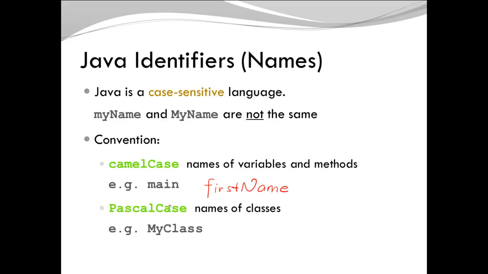Names of classes in Java are written in Pascal case, very similar to camel case, but the first letter is an uppercase letter. So here I have MyClass, you can see uppercase M at the beginning, this is Pascal case, and then once again when a new word starts, we go back to an uppercase, MyClass.